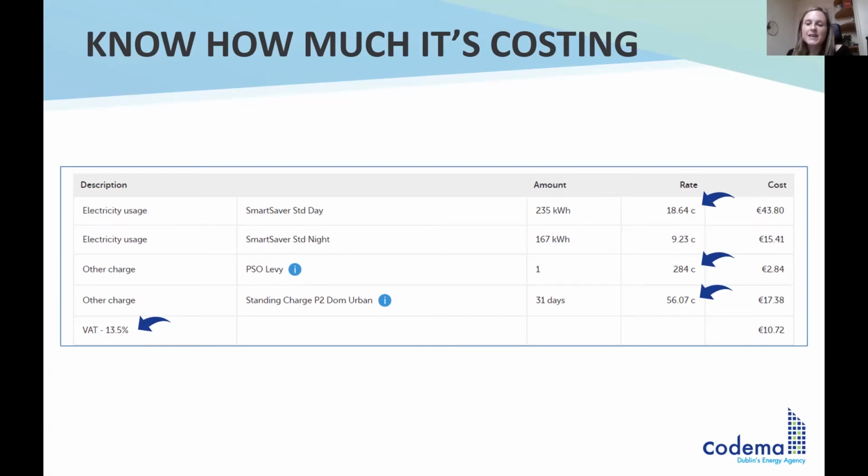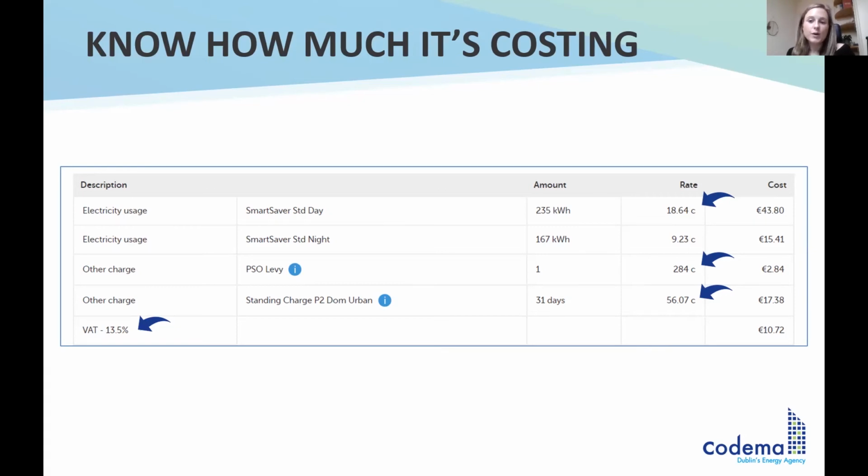Next, you will have the PSO levy or Public Service Obligation Levy. This is a levy that is set by the government each year, and it's the same price for everyone, no matter what supplier you're with. Just to note that this is not a carbon tax. The aim of the PSO levy is to help fund the generation of energy, and that includes renewable energy, but also includes the generation of energy from carbon-intensive fuels like peat.